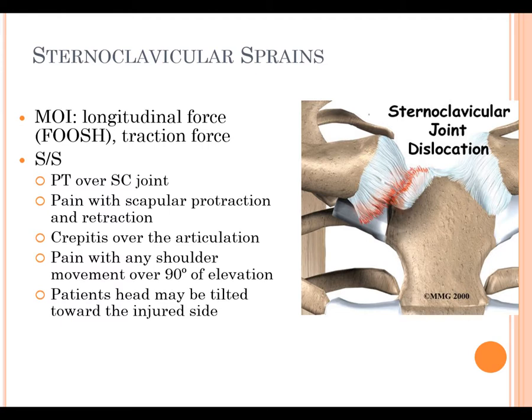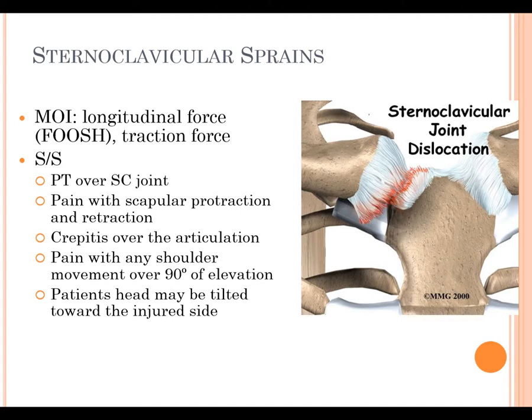At the SC joint, there is a lot of pivoting and rotation that occurs whenever we're doing any kind of overhead motion, especially overhead motion with any kind of internal or external rotation. So it's very painful for any overhead throwing athlete if they have an SC sprain on that side.